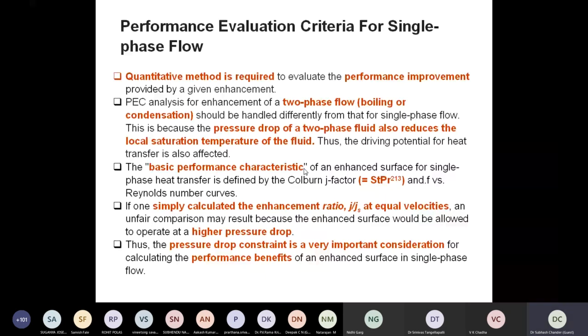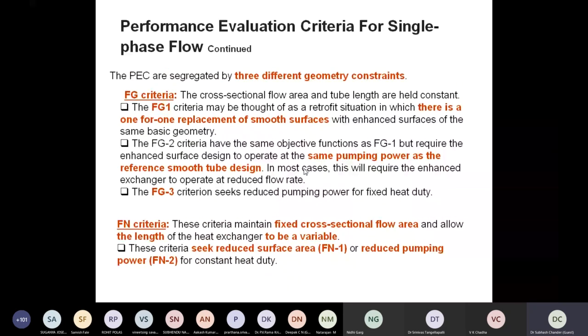Thus, the pressure drop constraint is a very important consideration for calculating the performance benefits of an enhanced surface in a single phase process. So I would like to discuss what criteria we should follow for comparing the performance of a roughened surface and a smooth surface, right? One thing is that we have to compare their pressure drops, and we have to compare their heat transfer aspects also, and we have to develop some conclusion on whether we are going to get some overall gain or not. That we'll see in the forthcoming slides.